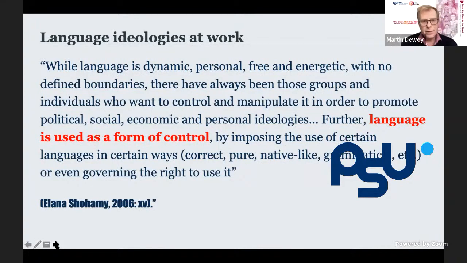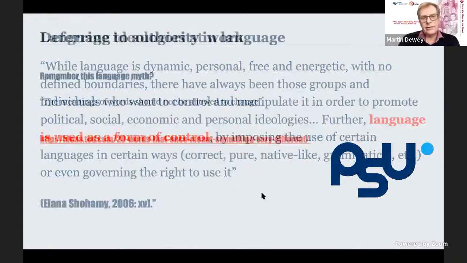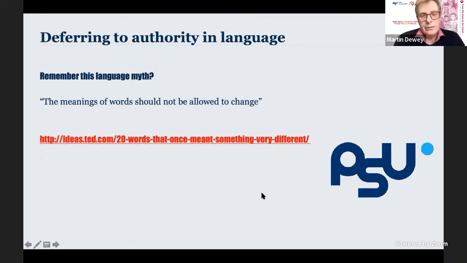But through authority, people in positions of power want to control and manipulate language in order to promote political, social, economic, and personal ideologies. So what she says is it's a form of control. That's quite a significant argument, a really, really important point.